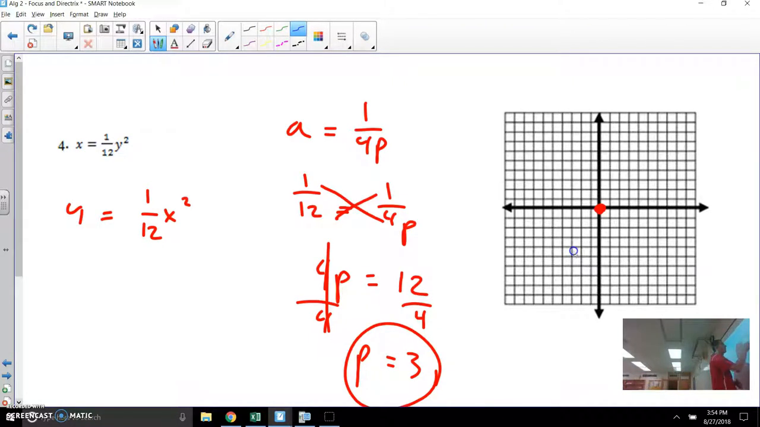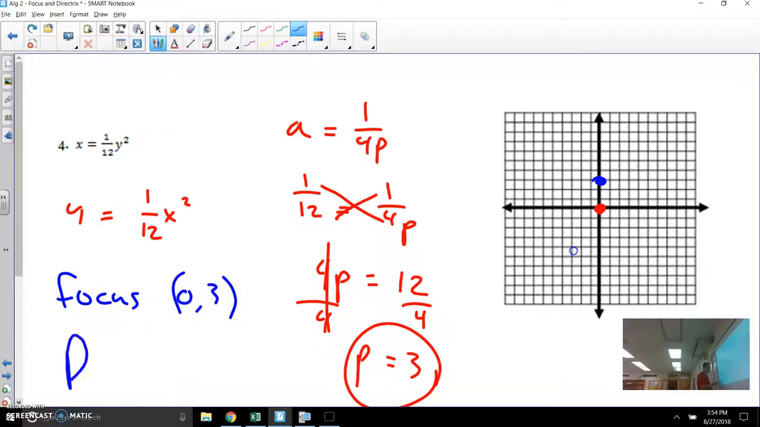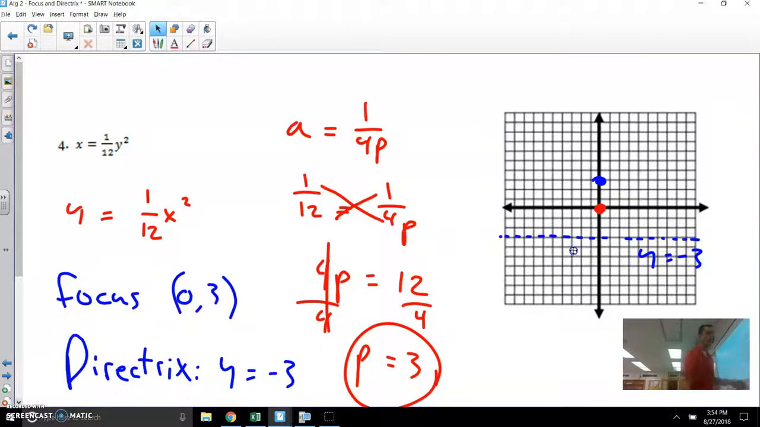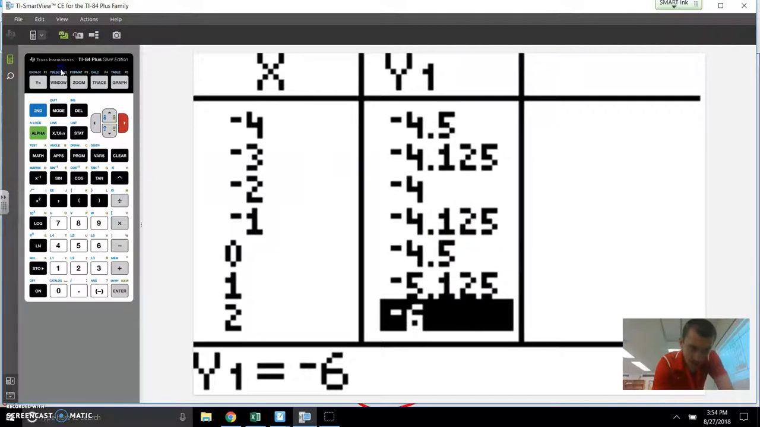So let's go up 3. There's our focus point. Our focus is at 0, 3. And let's talk about the directrix next. The directrix is a line that is equidistant from the vertex, just like it's equidistant from the focus point. So let's go down 3, and that's going to make a horizontal line, and that would make it y equals -3. Y equals -3.